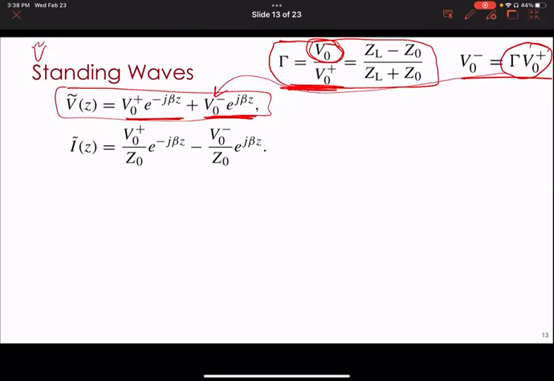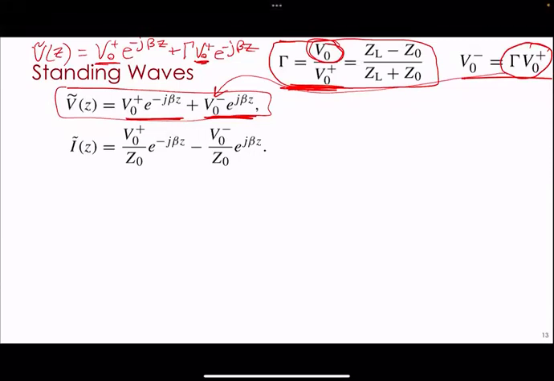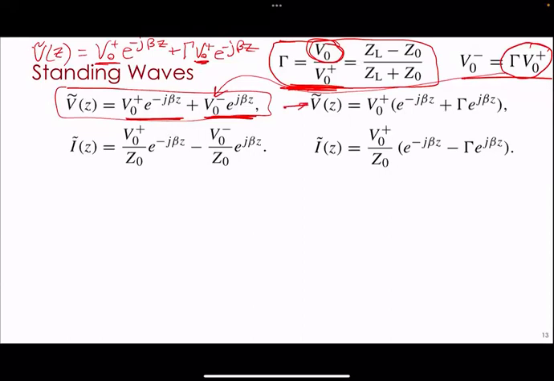We get V tilde at Z equals V0 plus e to the minus j beta z plus gamma V0 plus e to the minus j beta z. We've got a V0 plus and a V0 plus, so we could factor out the V0 plus. So that's what we have here. Exactly what we did at the top. We substituted in gamma V0 plus for V0 minus. We then just have to factor out the V0 plus.